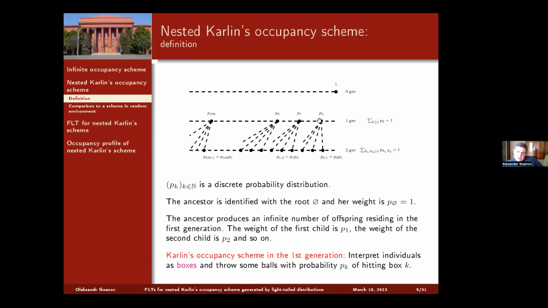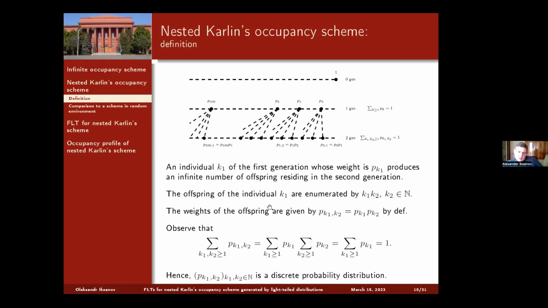Interpreting now individuals of the first generation as boxes and throwing some balls into boxes with probability pk of hitting box k, we obtain Karlin's occupancy scheme with probabilities pk. And what about the second generation? An individual k1 of the first generation, whose weight is p with subindex k1, produces an infinite number of offspring residing in the second generation.